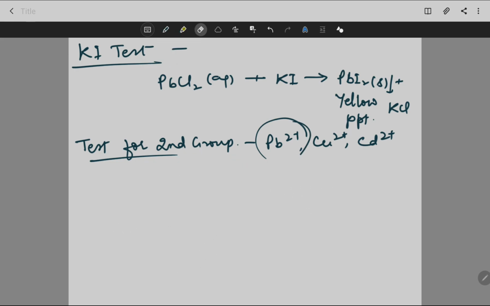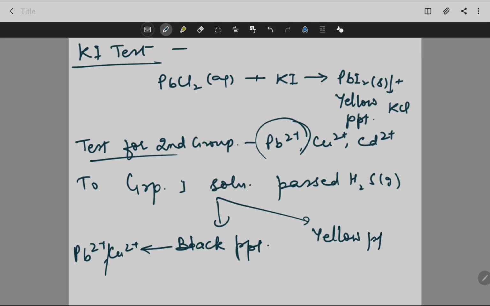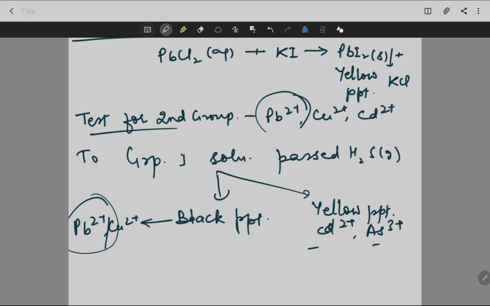to group 1 solution, pass H2S gas. We may write like this also. So after passing H2S gas, if we get black precipitate, it means it may be what? It may be lead or copper, or we may get yellow precipitate also. So if we are getting yellow precipitate, then it may be Cd2+ and As3+, cadmium and arsenic. But as we discussed that we are focusing here on lead, so I'm just starting with that.